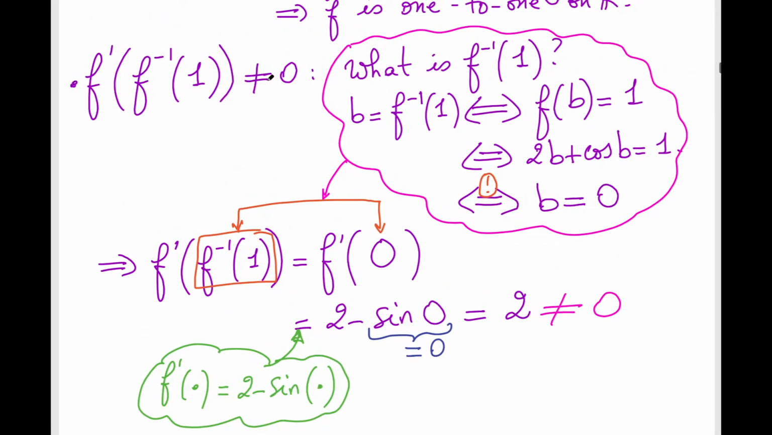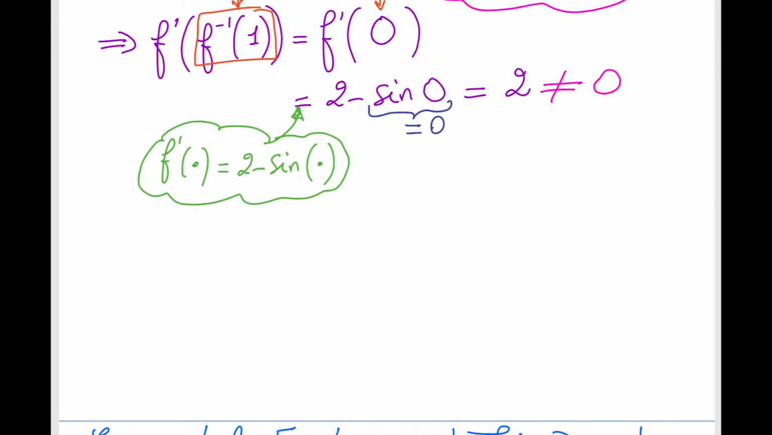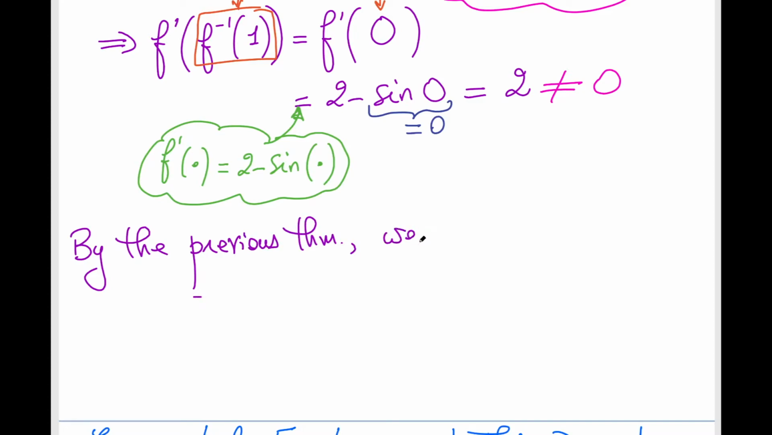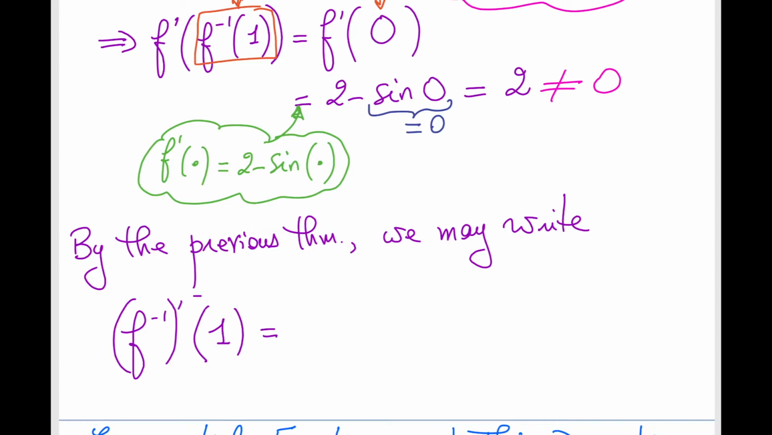That guy is not 0. Make sense? So as such, by the previous theorem, we can then say that the derivative of the inverse function at 1 is equal to 1 divided by the derivative of the function f at the point f inverse of 1, right? And this is something we just found above.